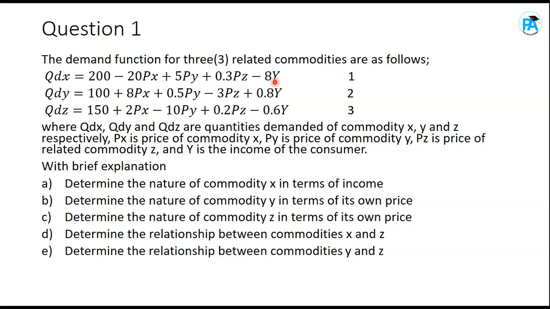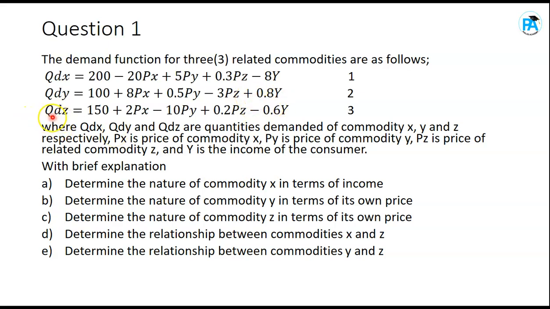This is because as the income of the consumer falls, the quantity demand increases. So there is a negative relationship between quantity demand of commodity X and income. So that makes it an inferior good. Now, if another question had asked you for the relationship between commodity Y and income, you check quantity demand of commodity Y and income. The relationship is positive, so this one is a normal good or superior good. Another name for normal good is superior good. So commodity Y in terms of income is a superior good or normal good.